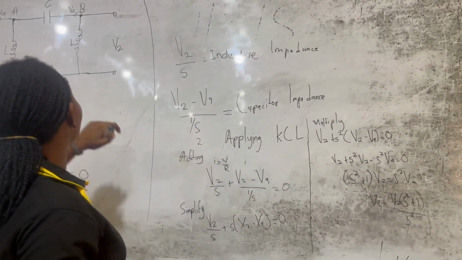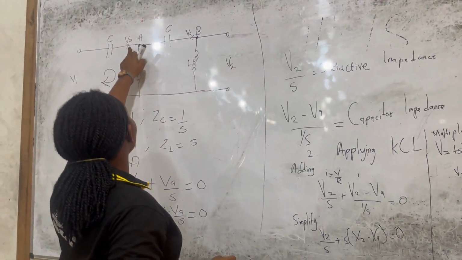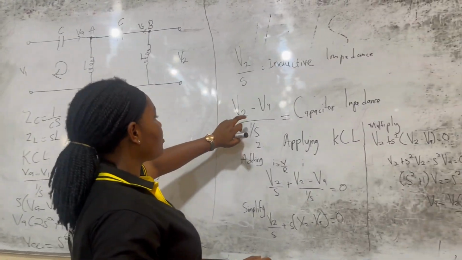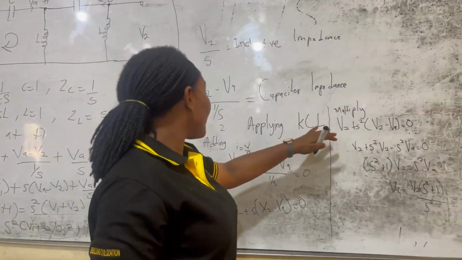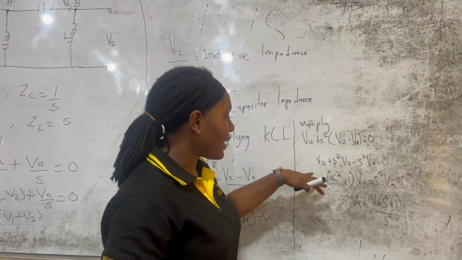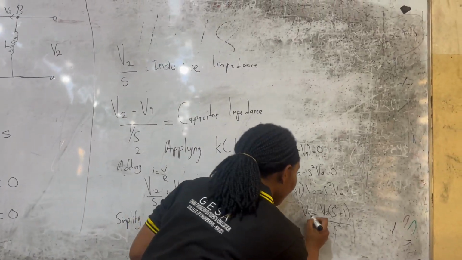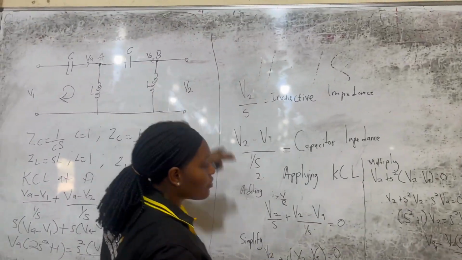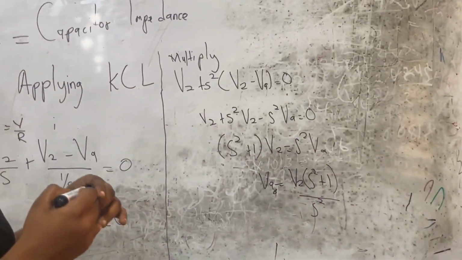V2 minus VA. We know that from here, VA is supplying to C, V2 is supplying to C as well. So it's V2 minus VA all over what we have at this side. So apply this here. Everything has to be equal to 0. And we simplify everything and expand. We're going to get our VA, taking VA from V, we are going to get it to be V2, that is S squared plus 1.